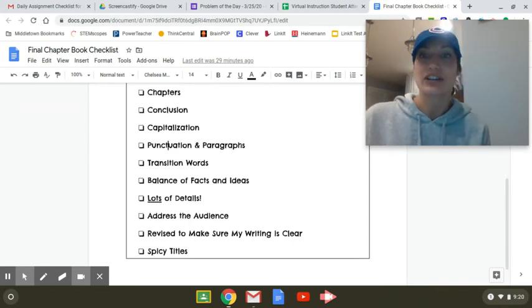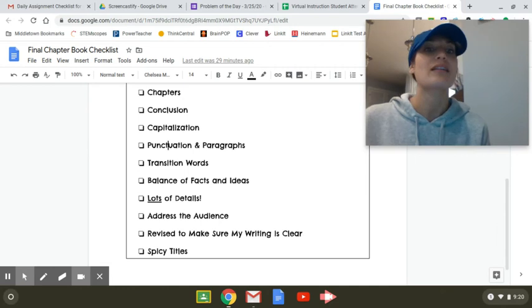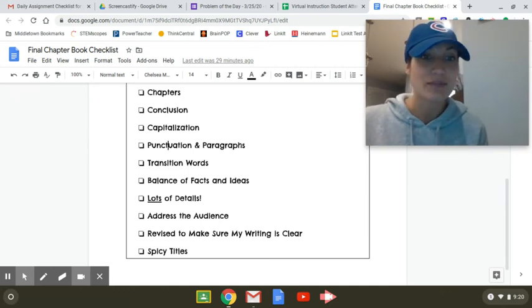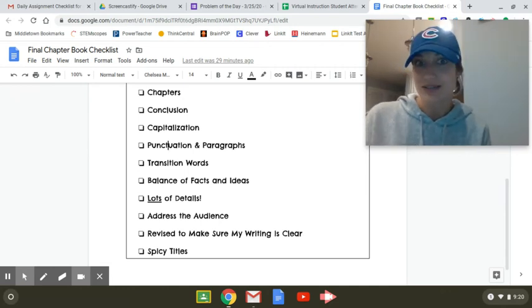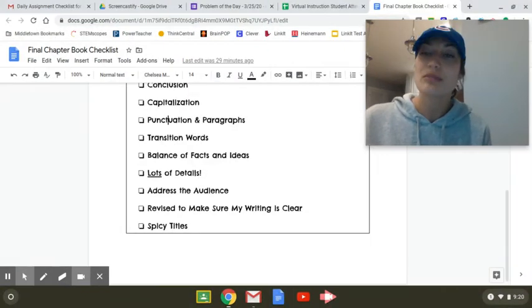We need to have transition words. You need to have a balance of facts and ideas. You need to have lots of details, as we discussed. You need to make sure you address the audience. You need to have revised to make sure your writing is clear.